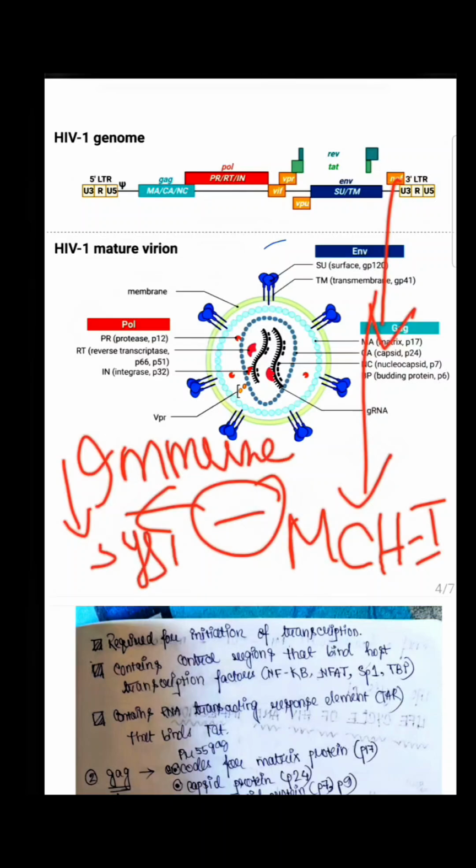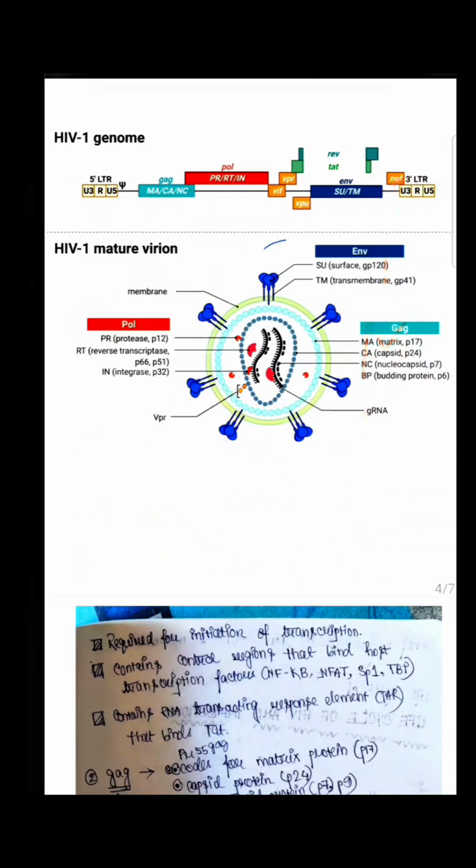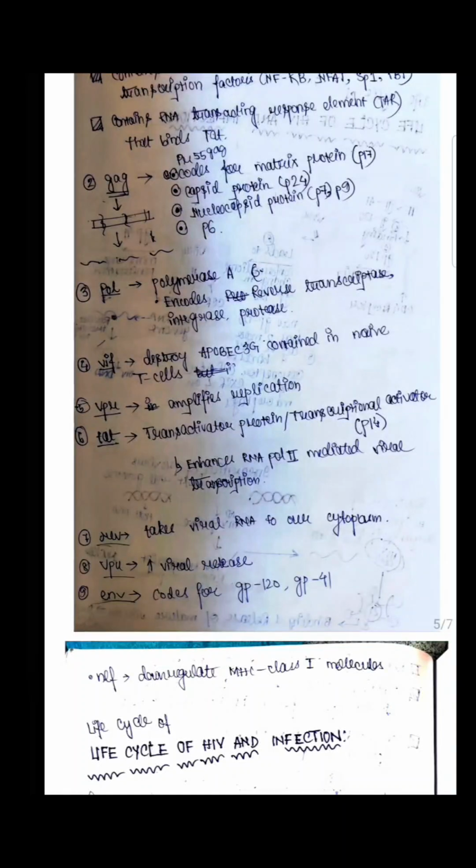Okay, so these were the genes. Again, we have the LTR. Now let's look at the points regarding it. See, here we have the VIF, and it destroys the APOBEC3G, which is a cytidine deaminase, and you can do more research on it if you are interested, because it has very interesting facts regarding it. How its name is derived and all, that is not required here.